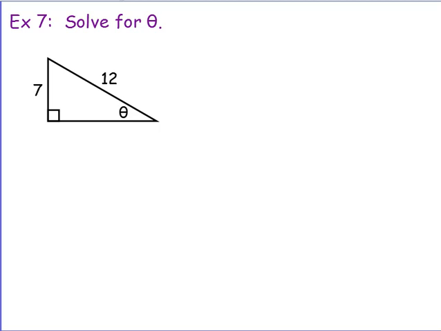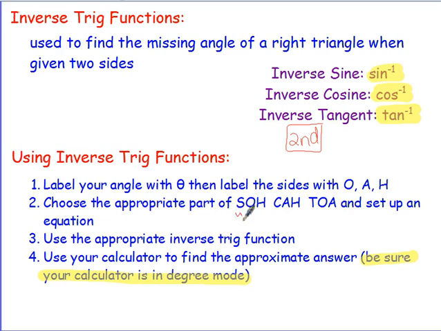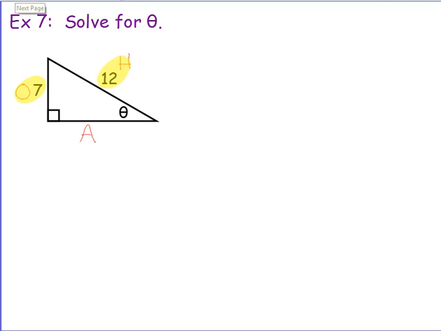So if you notice, theta is already labeled. So since we have theta labeled, we're going to label our sides. Across from 90 is the hypotenuse. Across from theta is the opposite. And that is the adjacent. So we have O and H. So if we are doing O and H, we're using sine. So the sine of theta equals O over H.